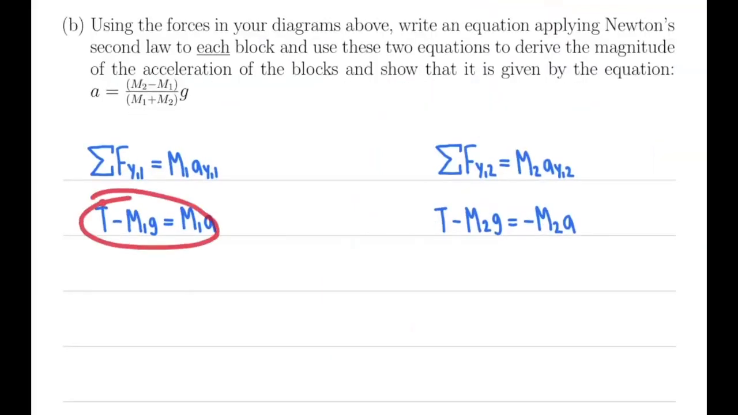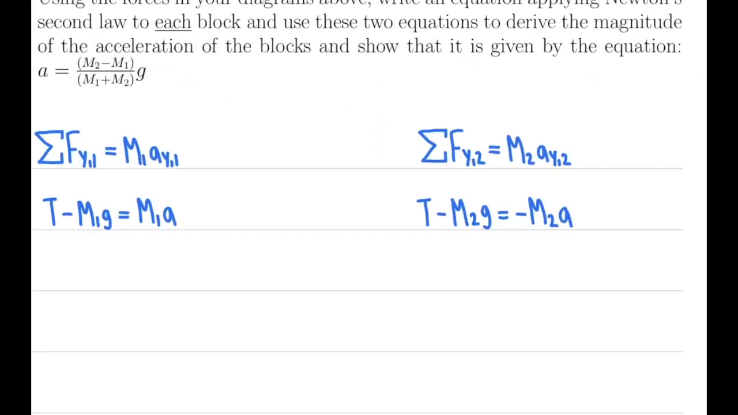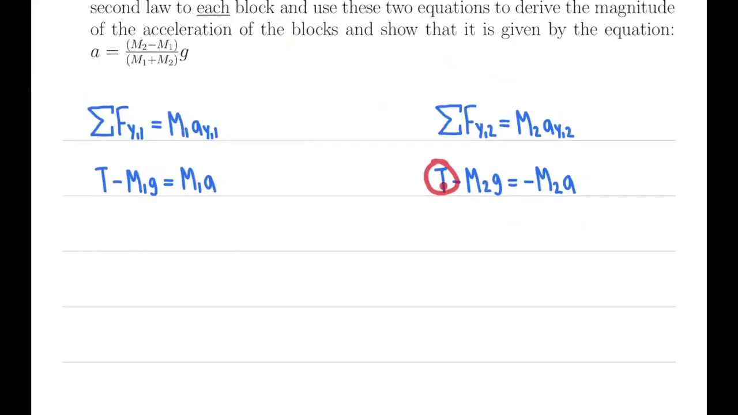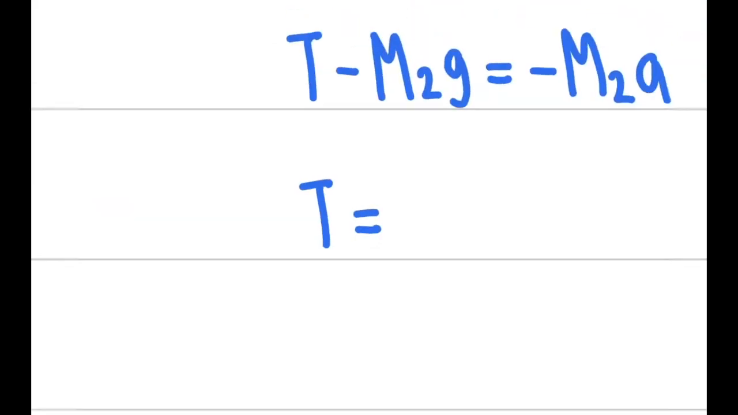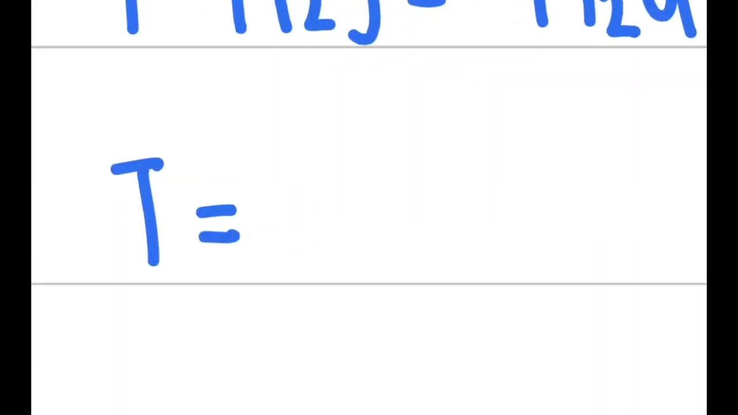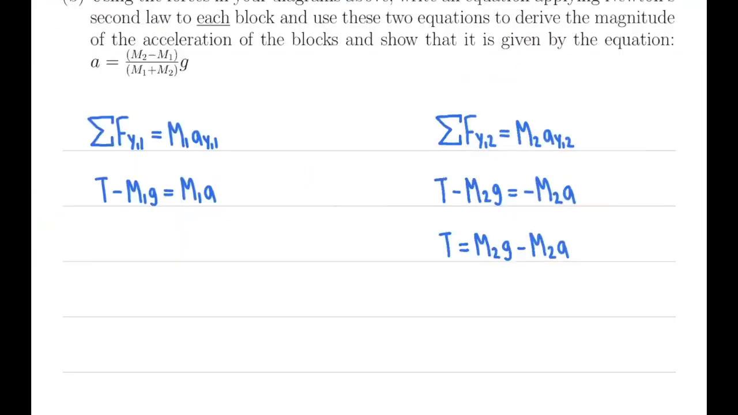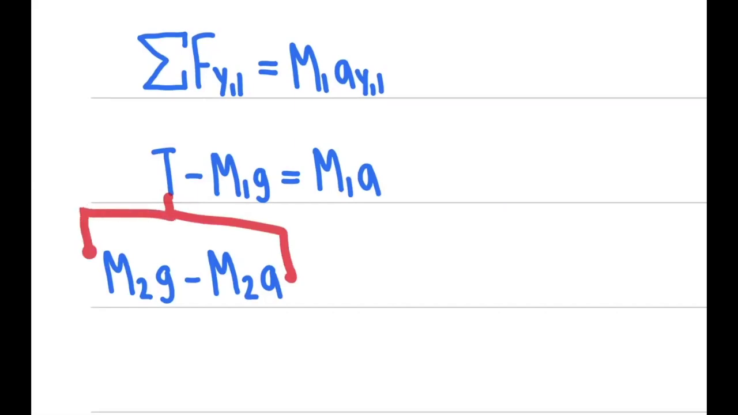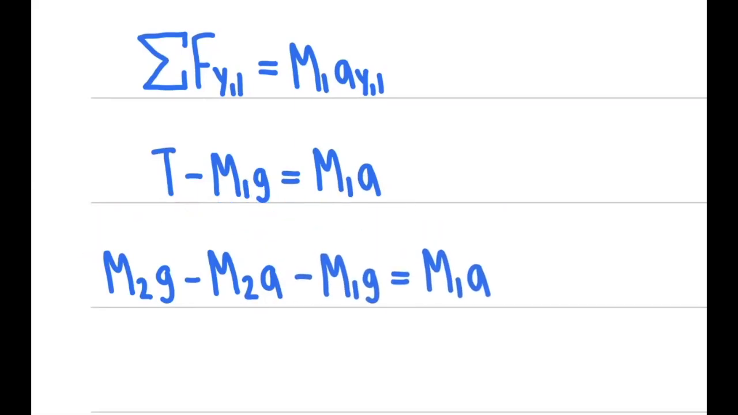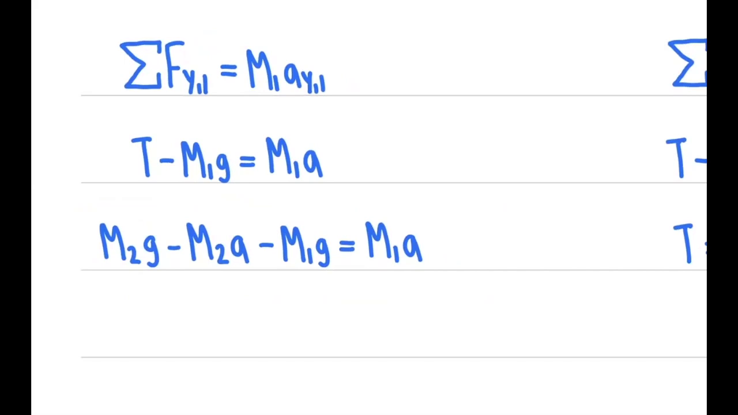We now have two equations with two unknowns, tension and acceleration. So let's do substitution. So I'm going to solve for tension here and substitute it in the first equation. So tension, I can just add m2g to both sides. So you get m2g minus m2a. And now I'm going to substitute that into the first equation. So tension is m2g minus m2a right here, minus m1g equals m1a.